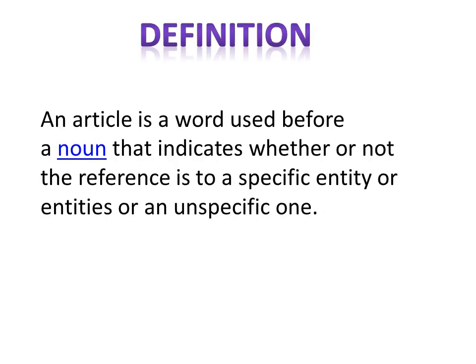Well, we all learn a lot about articles, right? We have learned about a, an, and of course the article "the", pronounced as "the". Well, in today's video, we are going to talk about articles. What do you mean by article? An article is a word used before a noun that indicates whether or not the reference is to a specific entity, entities, or an unspecific one. In simple words, we can say that an article is a word used before a noun.